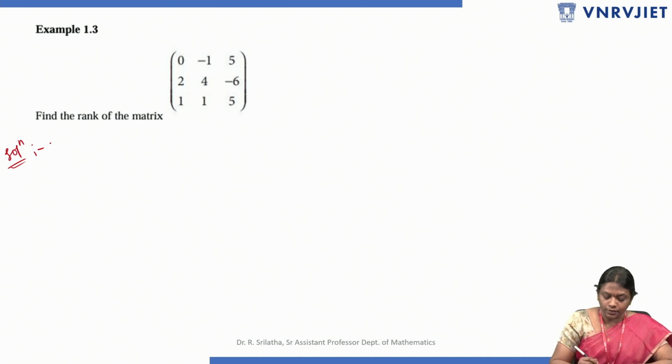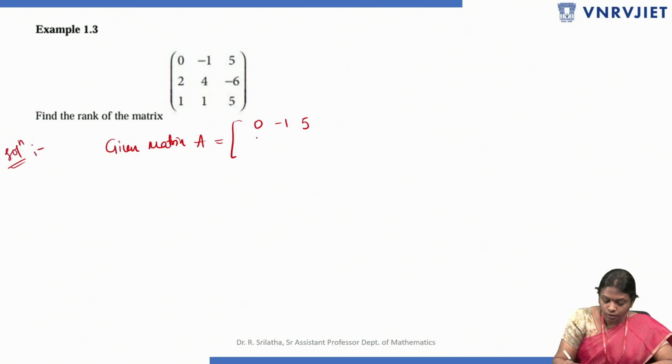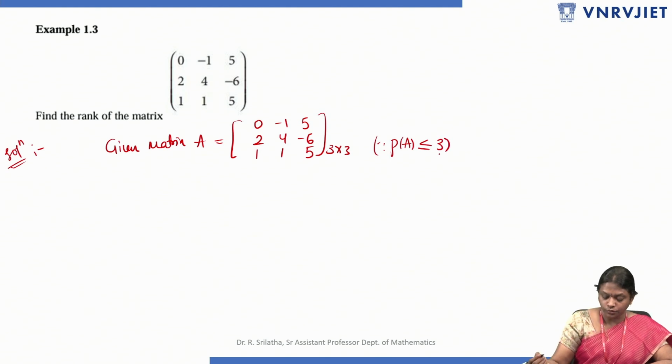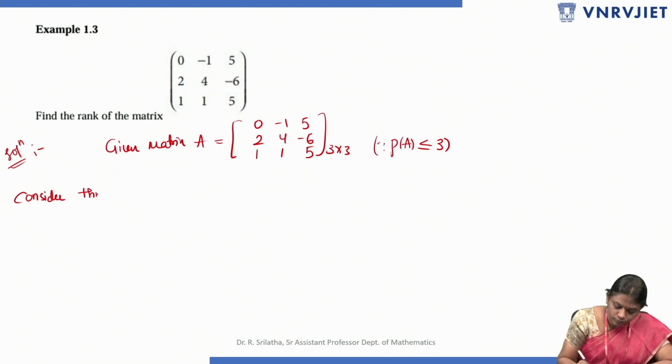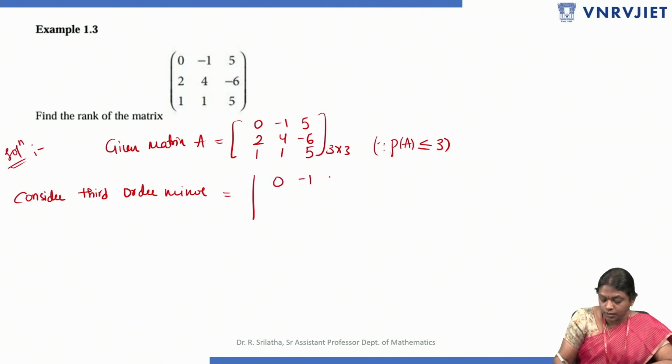Again, we got a 3 by 3 matrix here. So the given matrix is 0, minus 1, 5, 2, 4, minus 6, 1, 1, 5, which is of order 3 by 3. If it is of order 3 by 3, our rank should be less than or equal to 3. Now consider the third order minor.